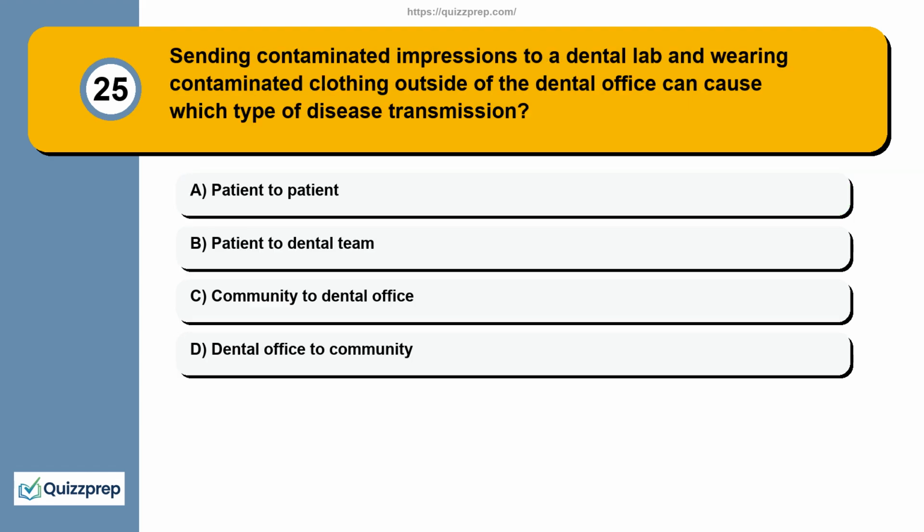Question 25. Sending contaminated impressions to a dental lab and wearing contaminated clothing outside of the dental office can cause which type of disease transmission? Patient to patient, patient to dental team, community to dental office to community.